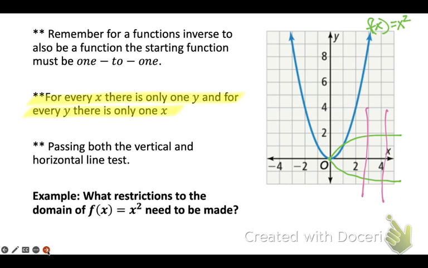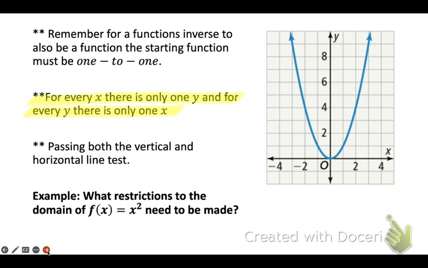Could I do something to the blue to make it have an inverse? Could I limit its domain to have an inverse? Yeah. How? Make it shorter. Like how? Because right now the domain is all real numbers. Could I do something to make it pass the horizontal line test? Look at the picture, not me. How could I make that pass the horizontal line test?